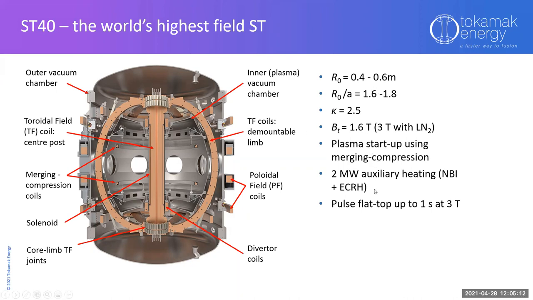Again, the parameters are reported here. There is also 2 megawatts of auxiliary heating, which is basically NBI, plus ECRH. We have two neutral beam injectors. One is kindly provided by RFX Padova, and the ECRH gyrotrons are being acquired and will be installed later this year. The NBI injectors are already available and can be used immediately. The flat-top current at the moment at 3 Tesla is around 1 second.